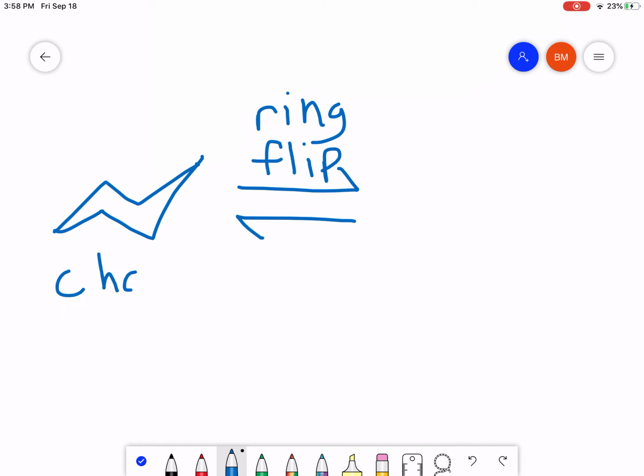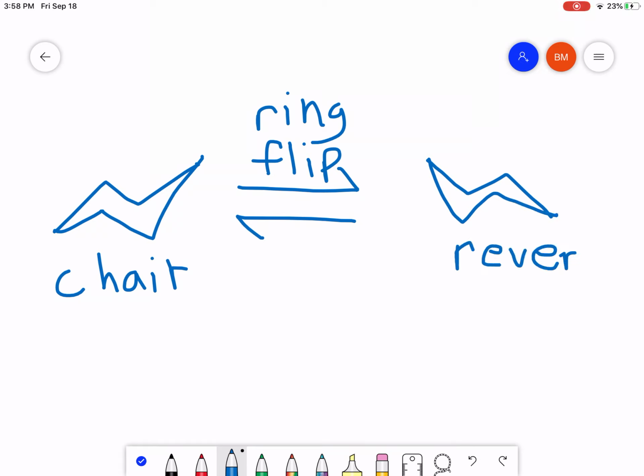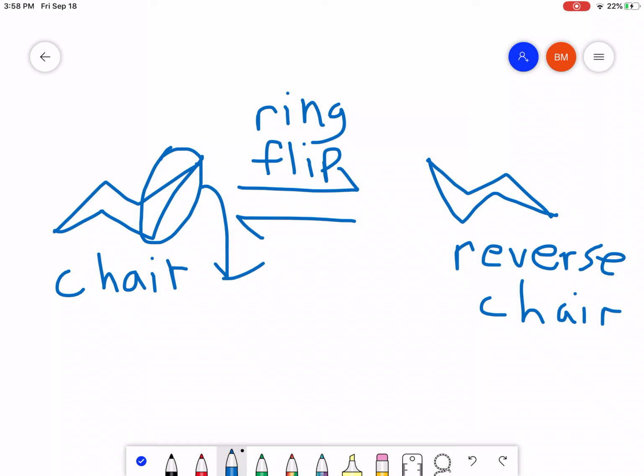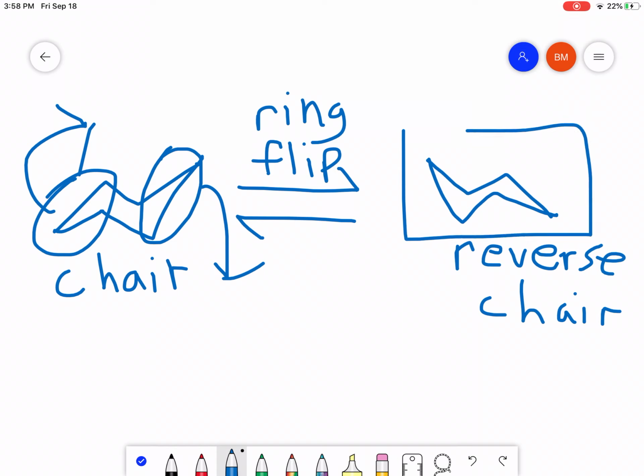So this is our chair, where it goes inside out, and it makes this. This is a reverse chair. And it's literally, again, like if you had a beach chair and you were able to bend it back and forth. It's like you're taking this whole piece right here, the back of the beach chair, and flipping it downward like that. Then taking the foot of the beach chair and flipping it up like that. And that's how you end up with your reverse chair.